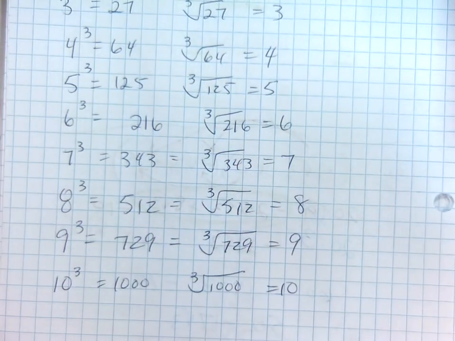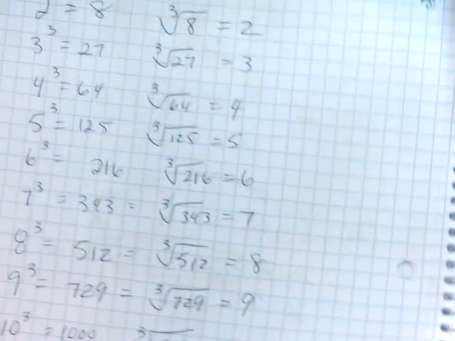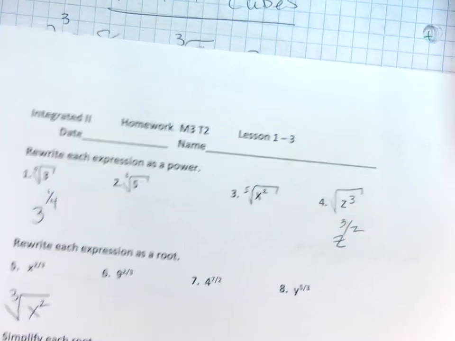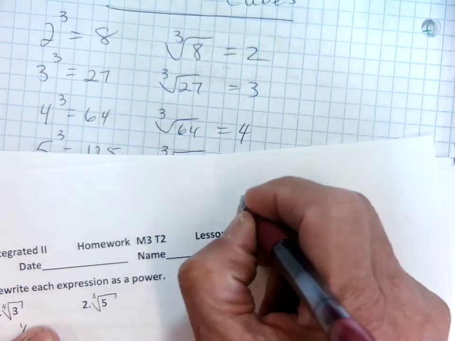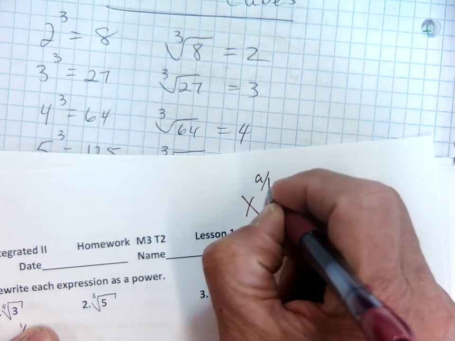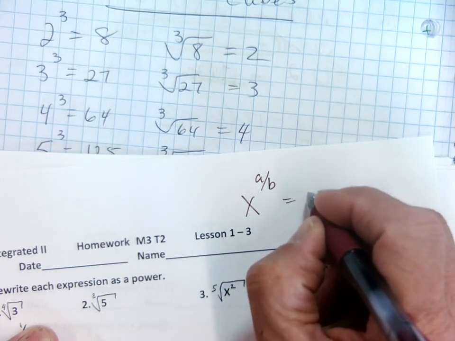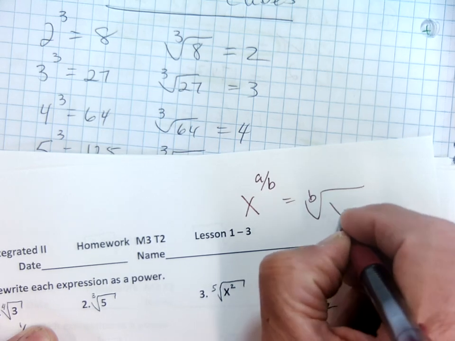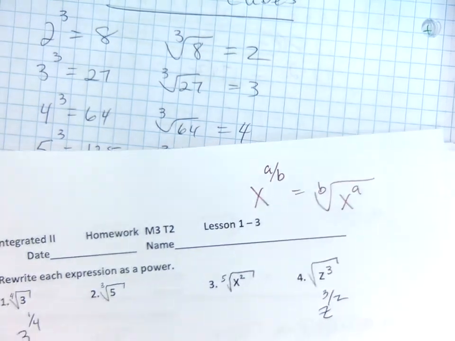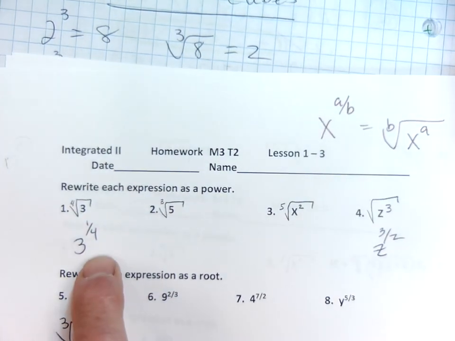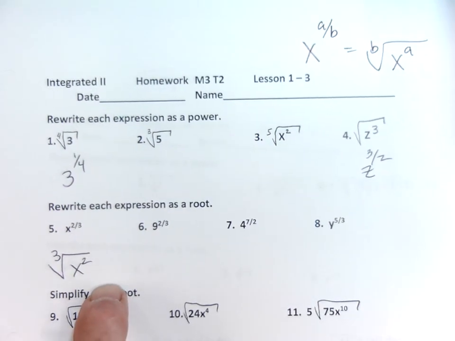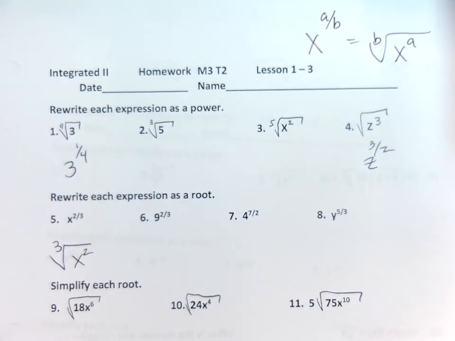The homework today, we looked at simplifying square roots again. We went back to this rule. If you have x to the a over b, we know the bottom number is a root, the top number is the power. And so we rewrote those in terms of a power, and then of course on the other ones we did just the opposite. Okay, so that's all I have for homework.